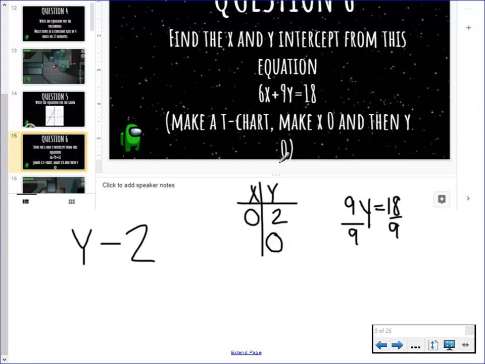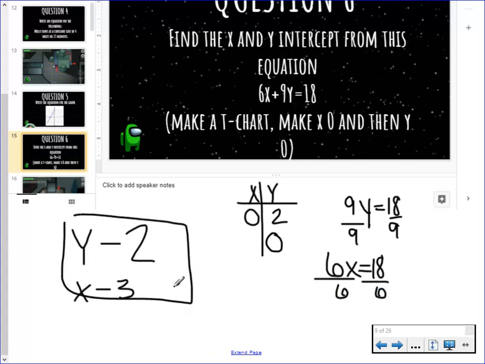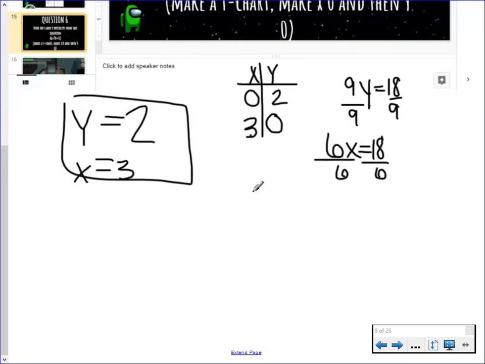Now we need our x-intercept. So we make y 0. So the y and the 9 are now disappeared. And you have 6x equals 18. Divide by 6. And this is going to give you your x-intercept, which is 3. So my y-intercept is 2. My x-intercept is 3. If I wanted you to graph this on your graph, you just plot these points. You go over 0 up 2, make a point. You go over 3 up 0, make a point, and there's your graph.